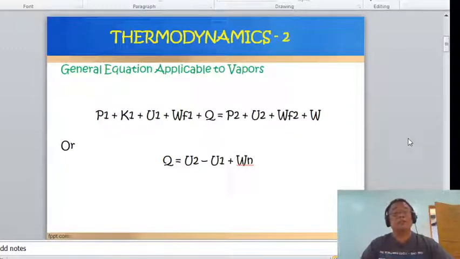This is similar to the steady flow energy equation, where the potential energy 1 plus kinetic energy 1, internal energy 1, flow work 1 plus Q is equal to the potential energy at 2, kinetic energy at 2, U sub 2, W F2 plus W. Okay? So we can eliminate those properties or parameters which are not present. So in vapor, or simply, we have Q is equal to the change in internal energy plus the work non-flow.